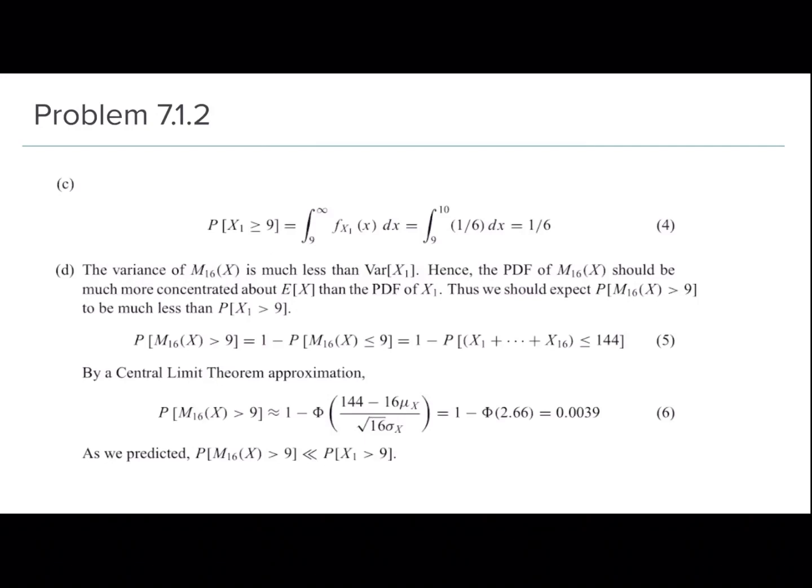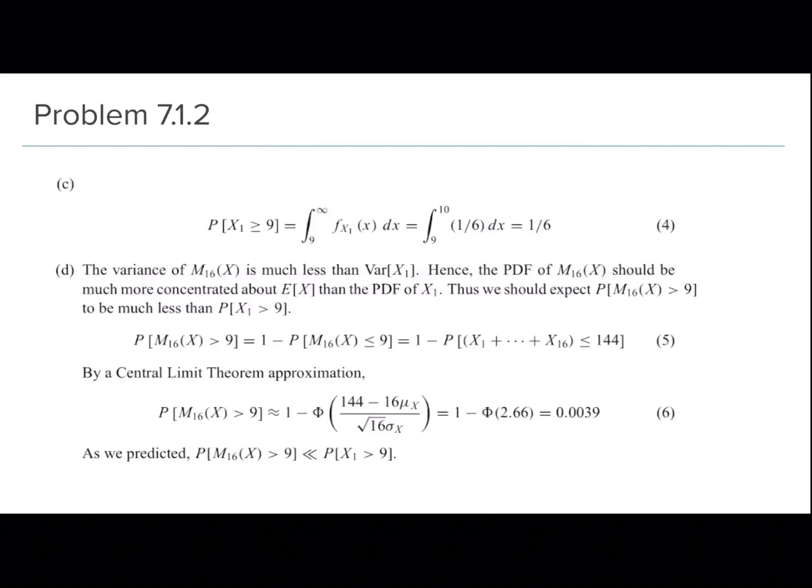So since the variance of M16 of X is less than the variance of X1, the PDF of M16X should be more concentrated about E of X than the PDF of X1, and therefore P of M16 of X greater than 9 should be less than P of X1 greater than 9. So this is what we get intuitively. Now we need to find the approximate value of P of M16X greater than 9. We can find this using the approximate central limit theorem, and by finding this value, we can figure out if our intuition was well placed or not.